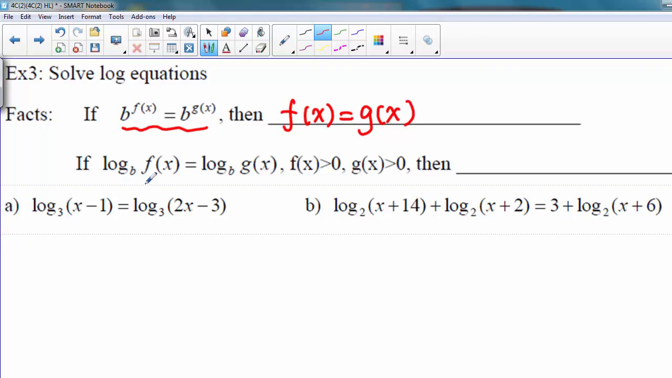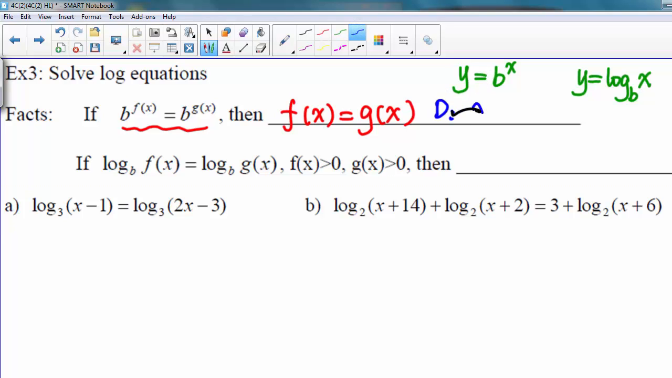If I have one log on the left side, which is log b of f of x, and the other log on the right side, log b of g of x, and these two logs have the same base. Of course, for the arguments, they have to be larger than 0. Because in logarithm, we are supposed to know this one already. For the exponential function y equals b to the power of x, its inverse is y equals log x in the base b. For any exponential function, we know its domain is all real numbers. And the range is that y is always positive, always larger than 0.